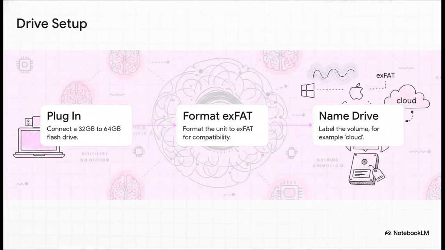Prepping the hardware is super straightforward, but you absolutely cannot skip these details. First, plug it in. Second, and this is absolutely crucial, you must format the drive as exFAT. Why exFAT? Well, it's all about cross-compatibility. Remember, the coolest part of this is moving between Windows, Mac, and Linux. Formatting in exFAT is the strict requirement that makes that universal magic happen. And finally, just name the volume something memorable like Cloud or, I don't know, Pocket Brain, so you always know which drive has your AI on it.